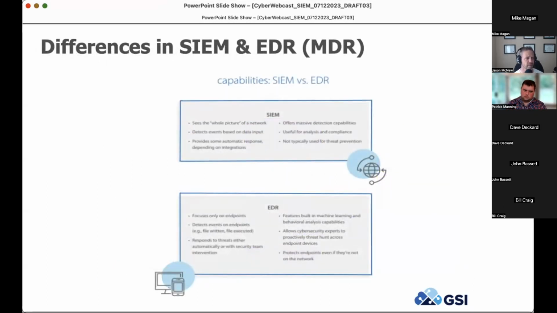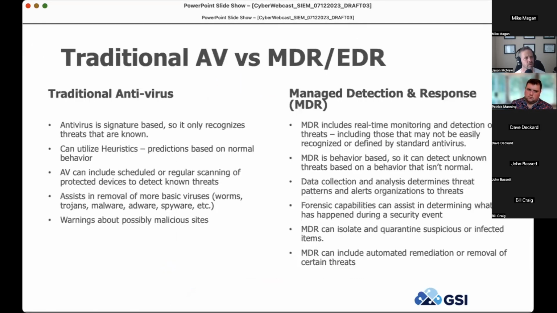So here are some of the differences between SIEM and EDR and MDR. Now, SIEM is, as I mentioned before, a detective control. It's kind of like a fire alarm or a motion sensor. So it can detect that something's going on, but it doesn't actually do anything about it. Now, EDR is endpoint detection and response, and EDR and MDR are basically next generation antivirus. Next slide, please.